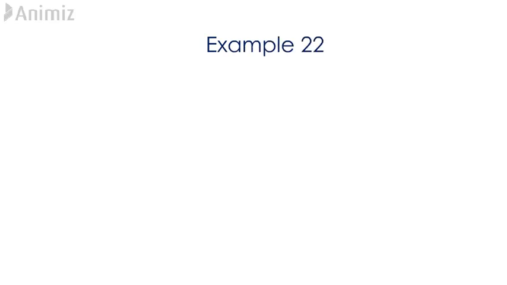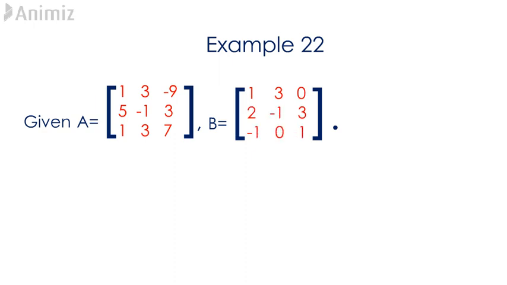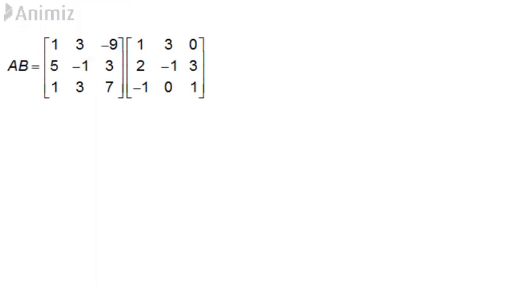Example 22. Given A is a matrix containing the elements 1, 3, -9, 5, -1, 3, 1, 3, 7, and B is a matrix containing the elements 1, 3, 0, 2, -1, 3, -1, 0, 1. Find AB and A inverse.